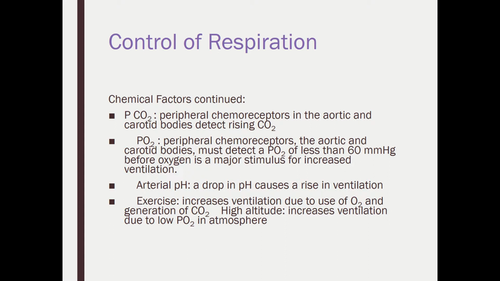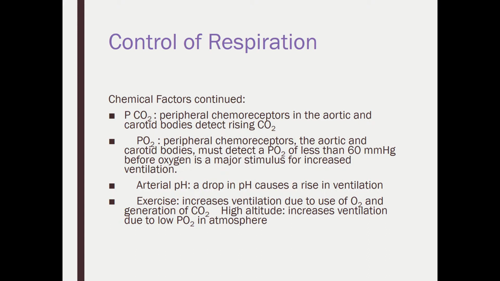And how often is arterial blood below 60? Almost never, because the blood has been out in the lungs, comes back, goes to the aortic arch, and goes to the carotid sinus, and it should have a PO2 of 100. So rarely does the PO2 of our blood drop below 60 millimeters of mercury. So rarely does O2 stimulate breathing.